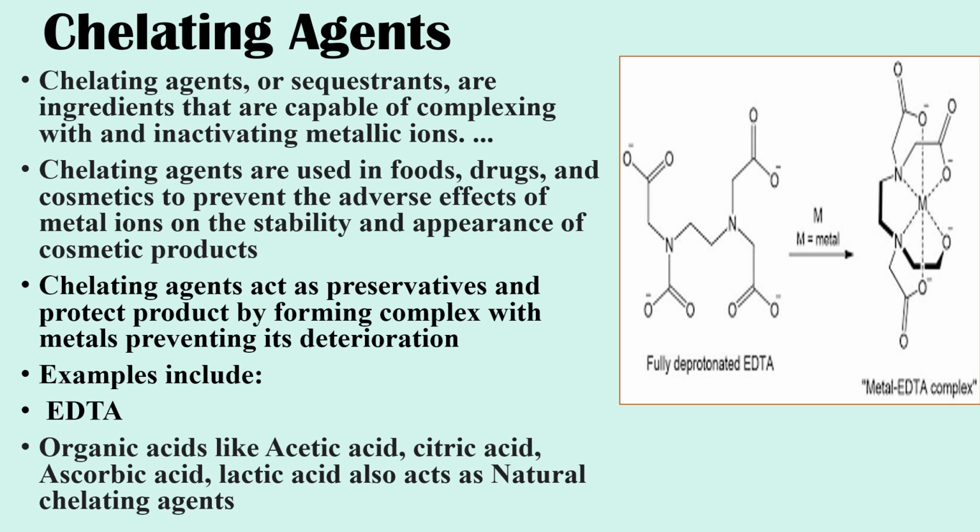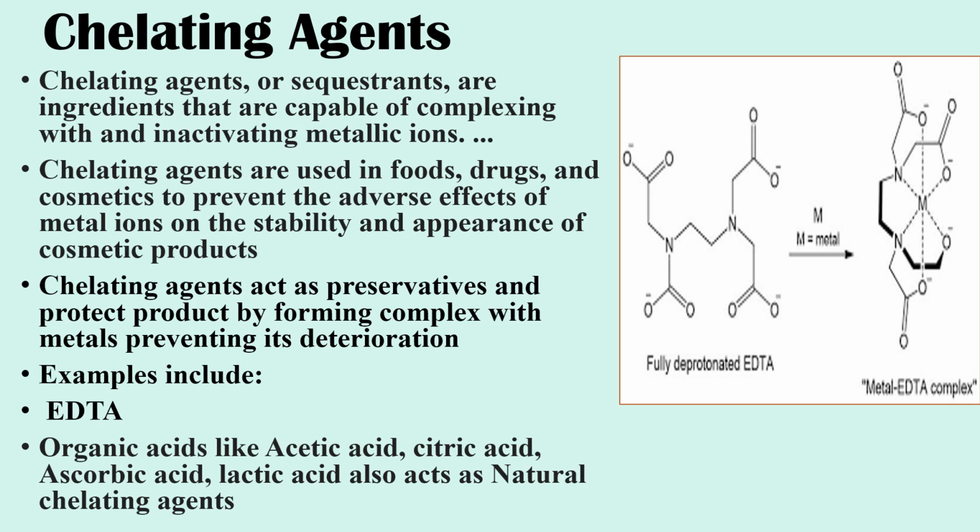Natural chelating agents include citric acid, ascorbic acid and lactic acid. Now, what is EDTA? There is an ethylene diamine, which is linked to four acetic acid groups: ethylene diamine tetraacetic acid. So this is the structure. Whenever a metal comes, EDTA forms a coordinate complex with the metal and makes a covering so that it is not free to interact with other material in your product. This is how chelating agents act.